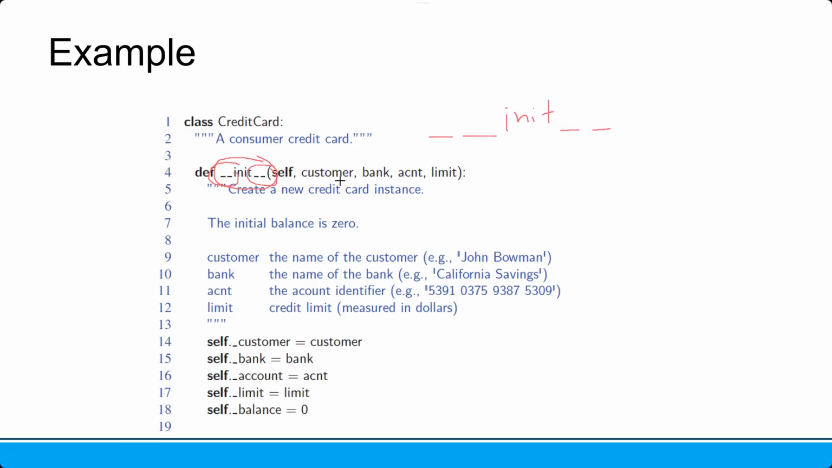And those information will be in the first statement to construct the object, but the initial balance is 0. So we have the variable customer, it will be from the customer information. Bank, it will be from the bank information. Account, it will be from the account information, and then limit, it will be from the limit information. For balance, it will start from 0.